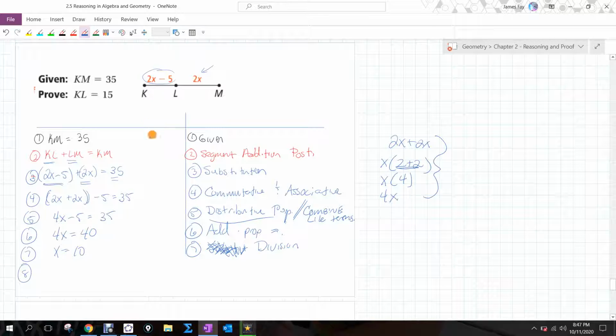Now what I'm going to do is I'm going to say, okay, so if that was x, but that's not what they want to be proved. They want to prove this. So I'm going to bring back in what KL was. So KL was equal to 2x minus 5. We can actually say, that was given information as well. It was provided in the picture. And now, well, if KL equals 2x minus 5, but I just figured out that x was 10.